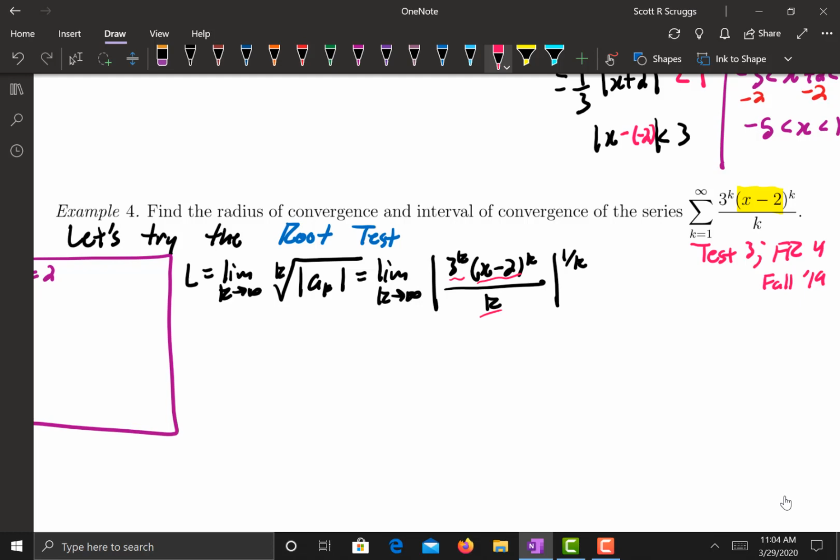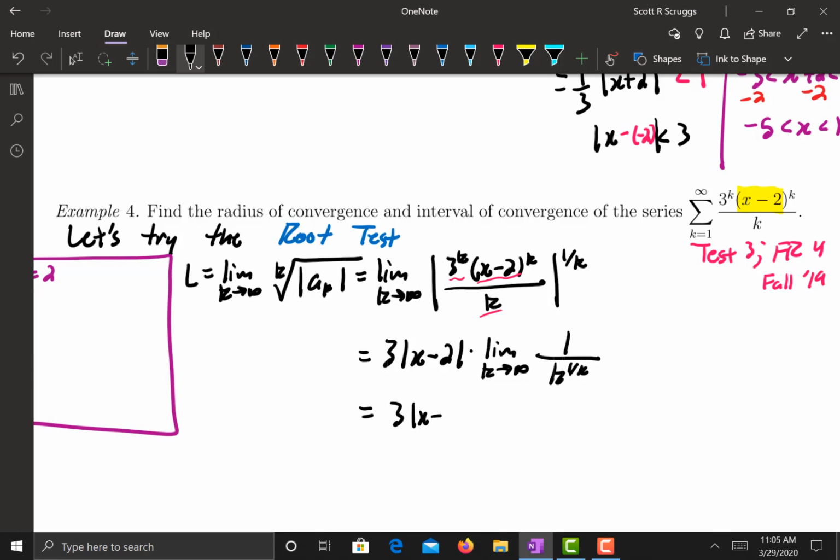The kth root of 3 to the k will just leave me with 3. The kth root of x minus 2 to the k will just leave me with x minus 2. And the kth root of k will just be k to the 1 over k power. So with that, I'm going to rewrite that as, because x minus 2 and 3 are just constants with respect to k, 3 times the absolute value of x minus 2, keeping in mind that it is absolute value because I don't know if I'm positive or negative, times the limit as k goes to infinity of 1 over k to the 1 over k power.